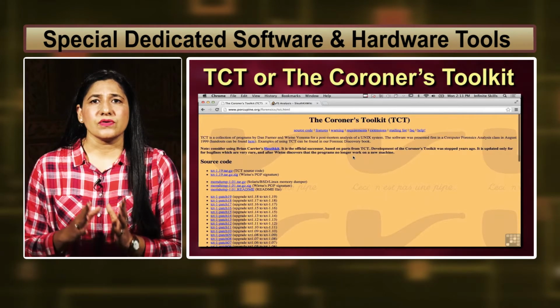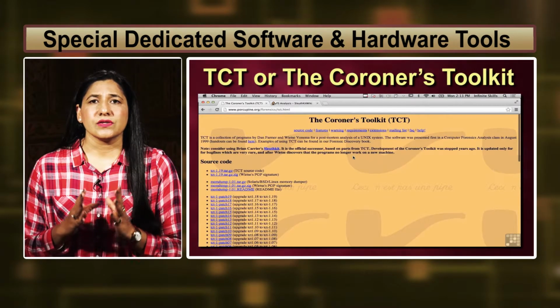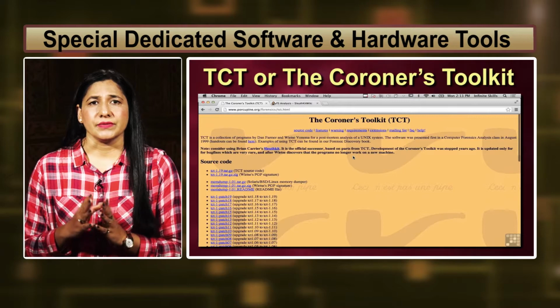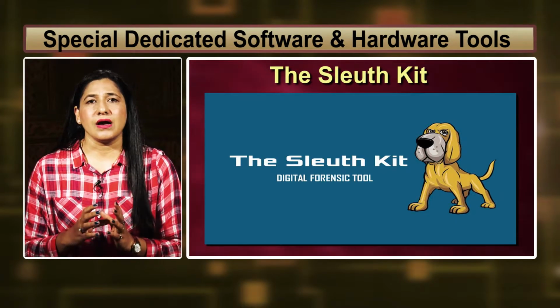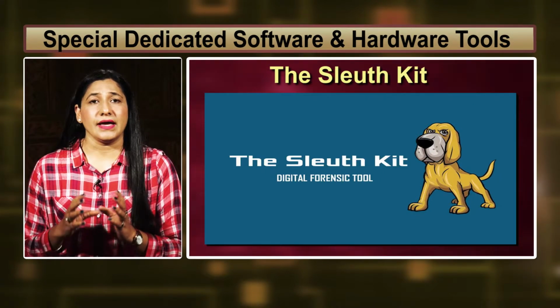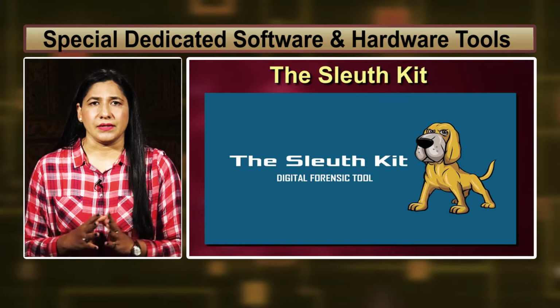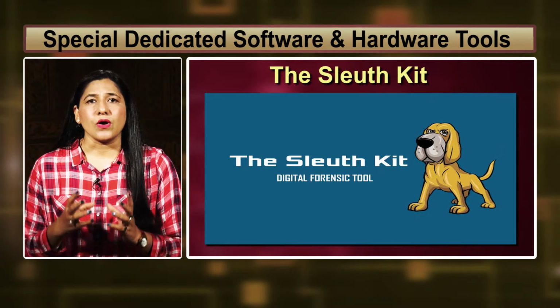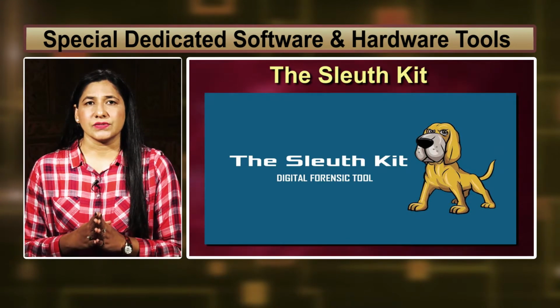It includes a suite of programs for Unix analysis, used for analysis of data and data recovery. The Sleuth Kit is a collection of command line tools which help in analyzing disk images and recovering files from them. It is used in Autopsy and many other open source and commercial forensic tools.